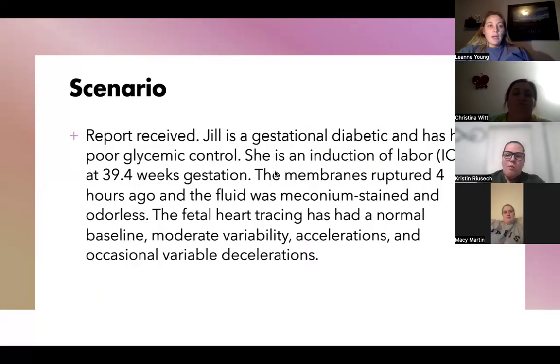So here's our scenario as a baby nurse. We just received a report. Jill is a gestational diabetic and has had poor glycemic control. She's in induction of labor at 39 and 4 weeks of gestation. The membranes ruptured 4 hours ago and the fluid was meconium stained and odorless. The fetal heart tracing has had a normal baseline, moderate variability, accelerations, and occasional variable decels. So before we move on to the next slide, what of this, as the newborn nurse, is standing out in your mind?